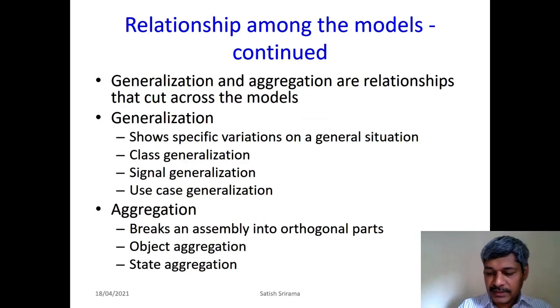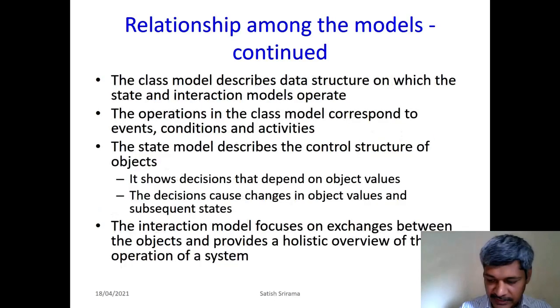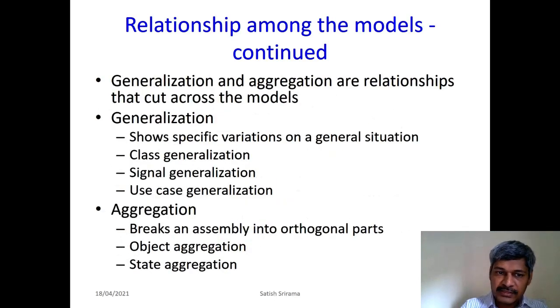Okay, so that's about the relationships of these three models in general. But we have seen that generalization and aggregation are the relationships that cut across all these models. So we have seen generalization. Generalization basically shows specific variations on a general situation.